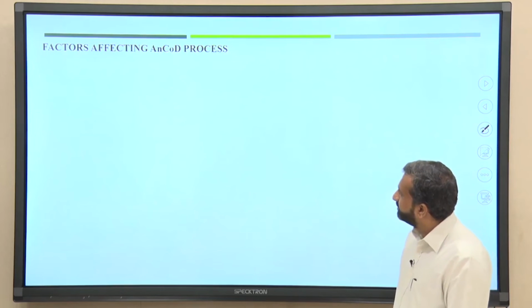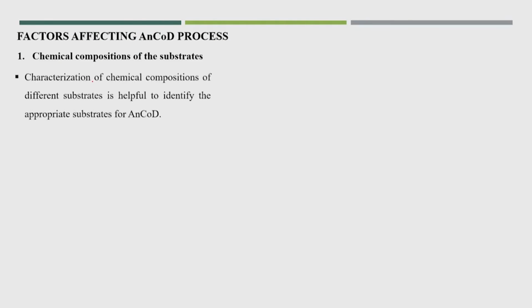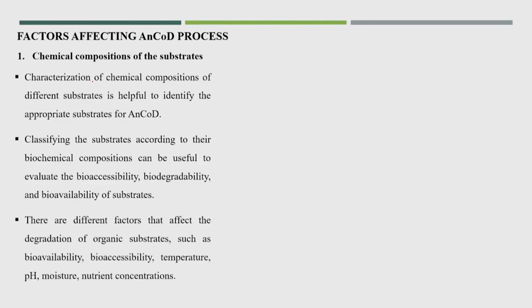Now, what are the factors affecting the anaerobic digestion process? First is the chemical composition of the substrate. So, the characterization of chemical composition of different substrates is helpful to identify the appropriate substrate, and classifying the substrate according to their biochemical composition can be useful to evaluate the biodegradability and bioavailability of the substrate. And there are different factors, so different factors could be bioavailability, temperature, pH, moisture.